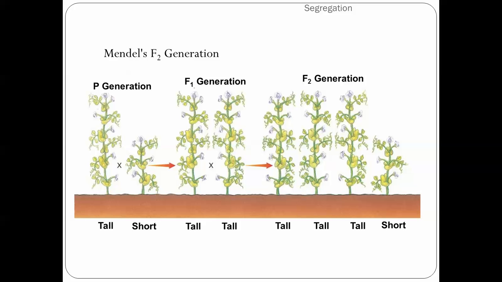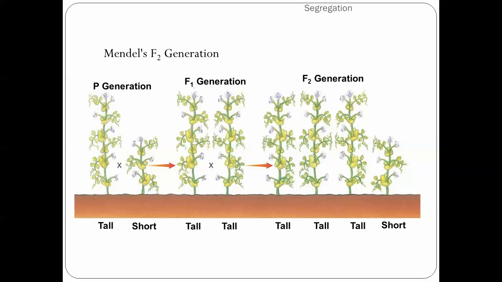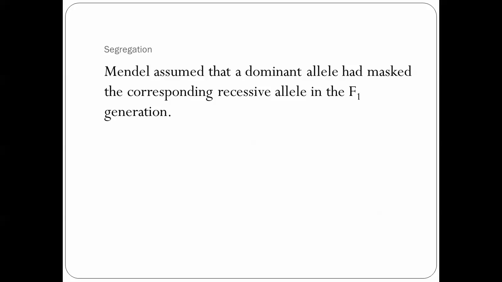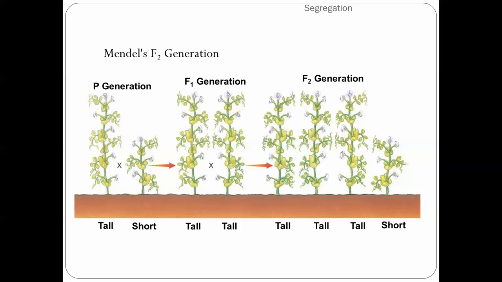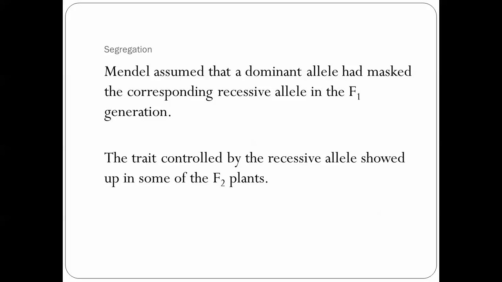And Mendel assumed, after looking at these results and getting his one short plant, that a dominant allele had masked the corresponding recessive allele in the F1 generation. Basically what he meant was, in our F1 generation right here, that recessive allele is present in both of those plants, however, it's just masked. And when they mated, they were able to pass on that short allele to that one plant, and that is why it is short. And the trait controlled by the recessive allele showed up in some of the F2 plants. Again, that's what we just said.